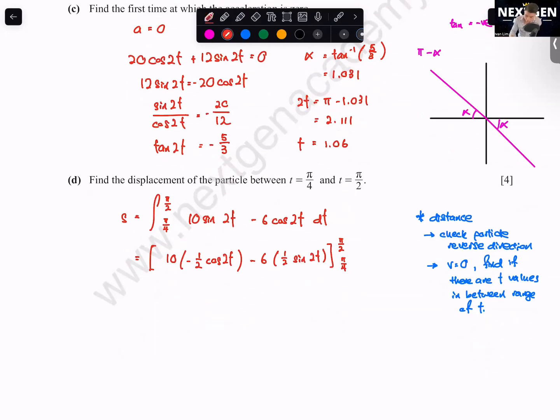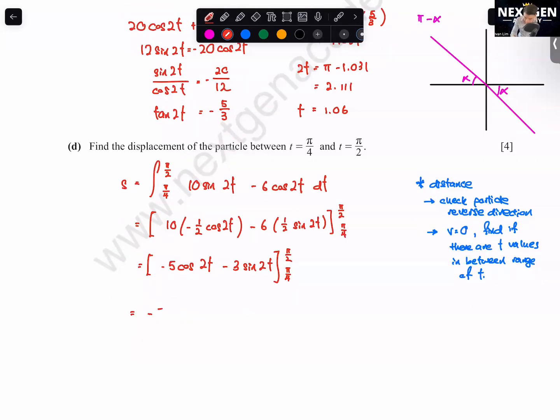So let's go calculate this. Let's simplify it first. Here you will get negative 5 cos 2t minus 3 sine 2t, from pi over 4 to pi over 2. Substitute it in. I just straight away put the value inside. So here you get negative 5 cos pi minus 3 sine pi, minus negative 5 cos pi over 2 minus 3 sine pi over 2. Go ahead and calculate this. In radian mode, 10 minus 2, and you'll get 8 over here.